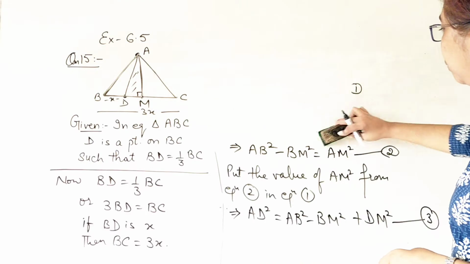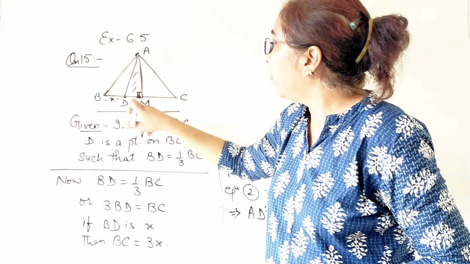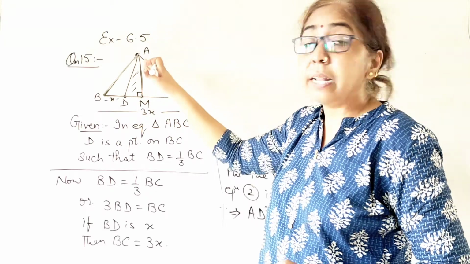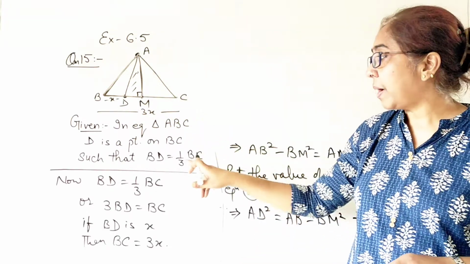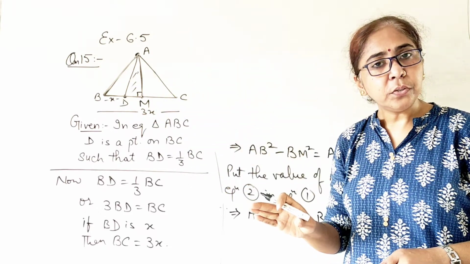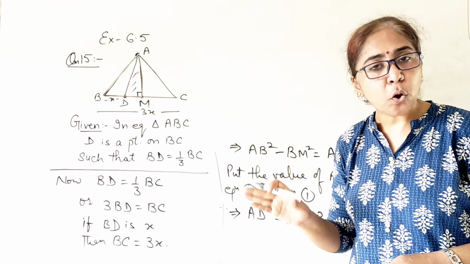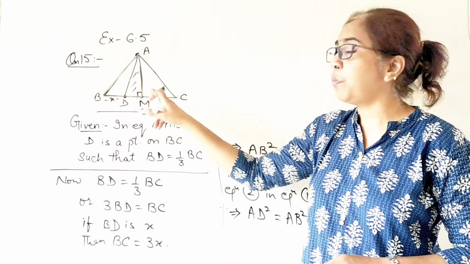Now what we have to do? We also know that in an equilateral triangle, AM is perpendicular. This is by construction, we have constructed. So in an equilateral triangle, the perpendicular is also the median. That means this is the midpoint of BC.